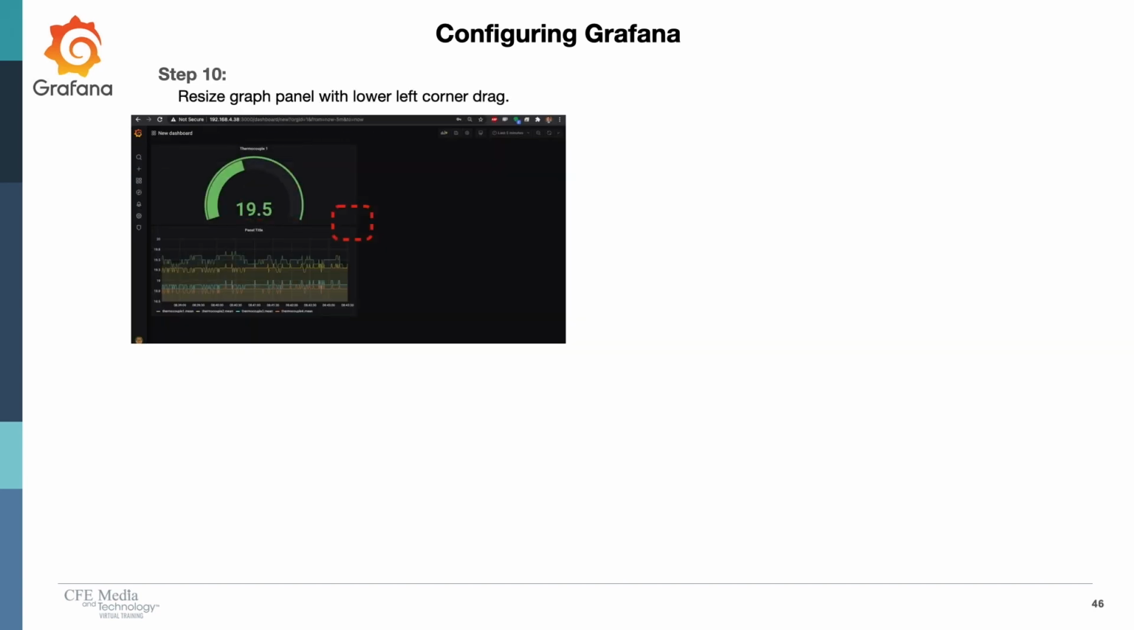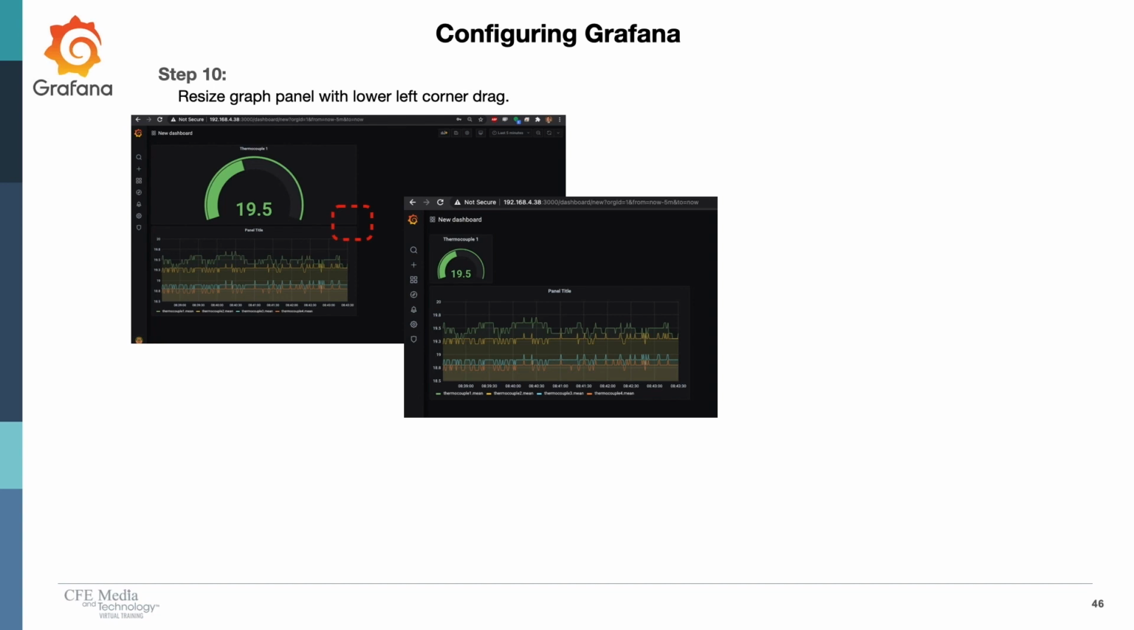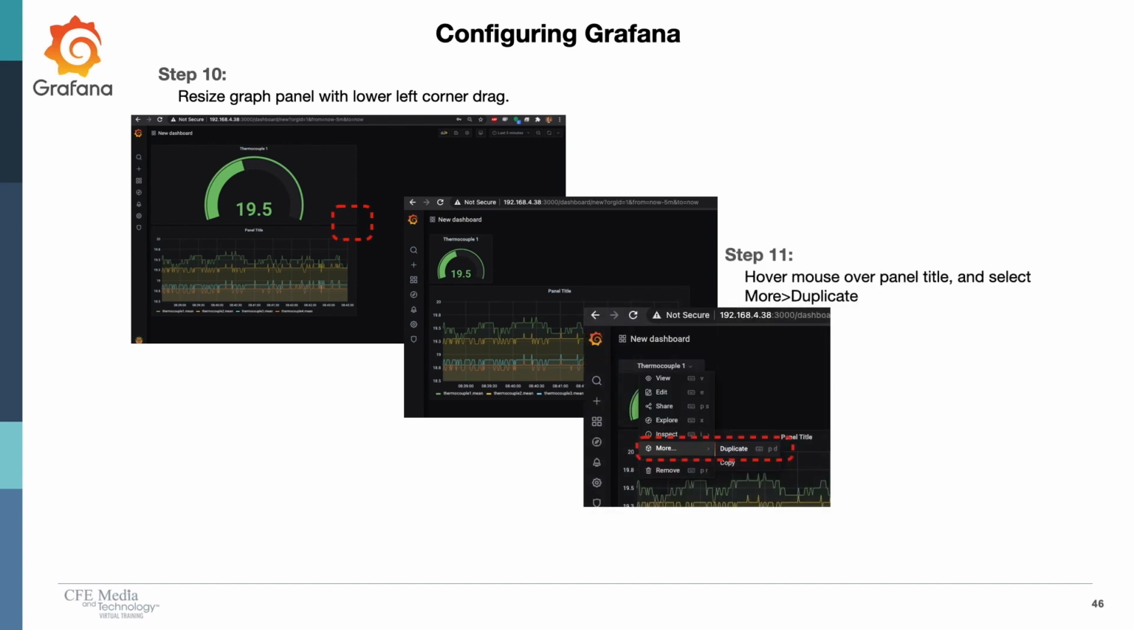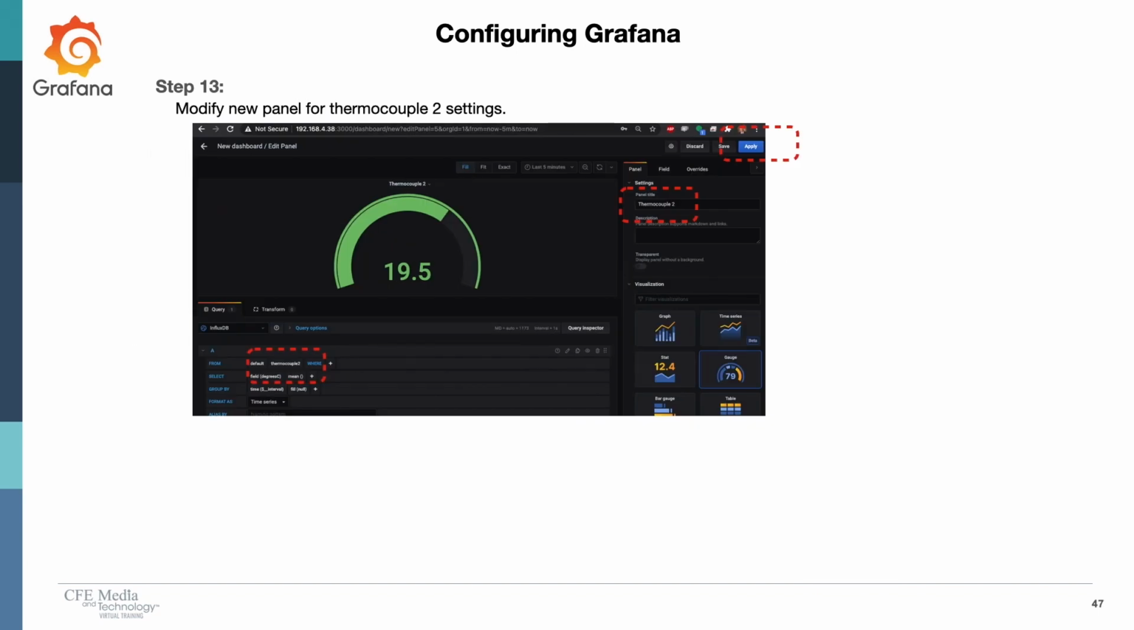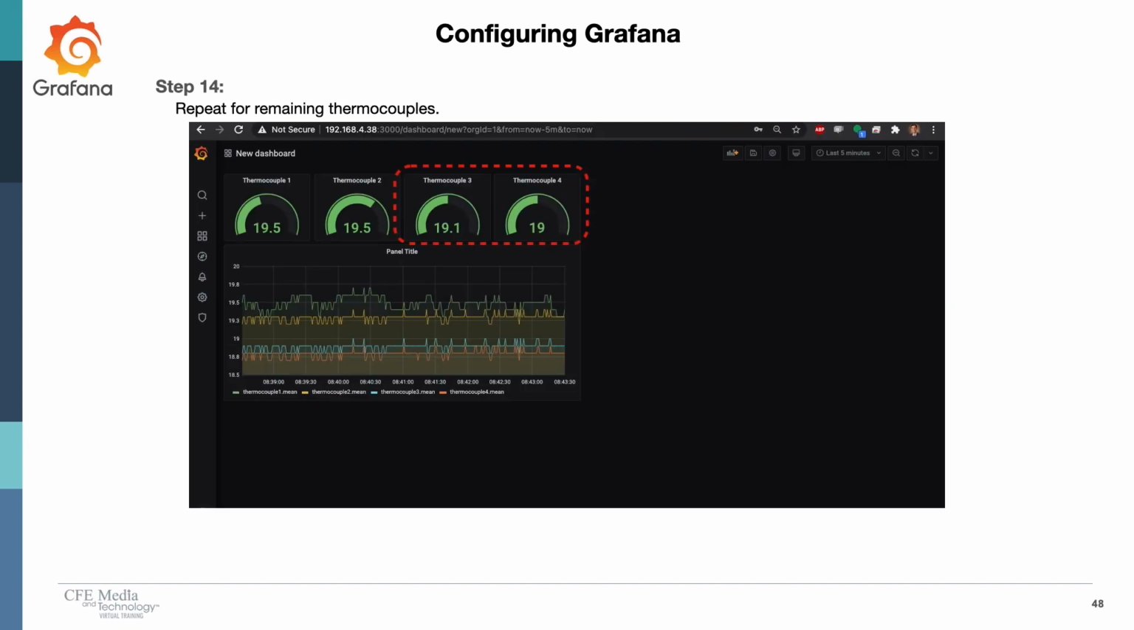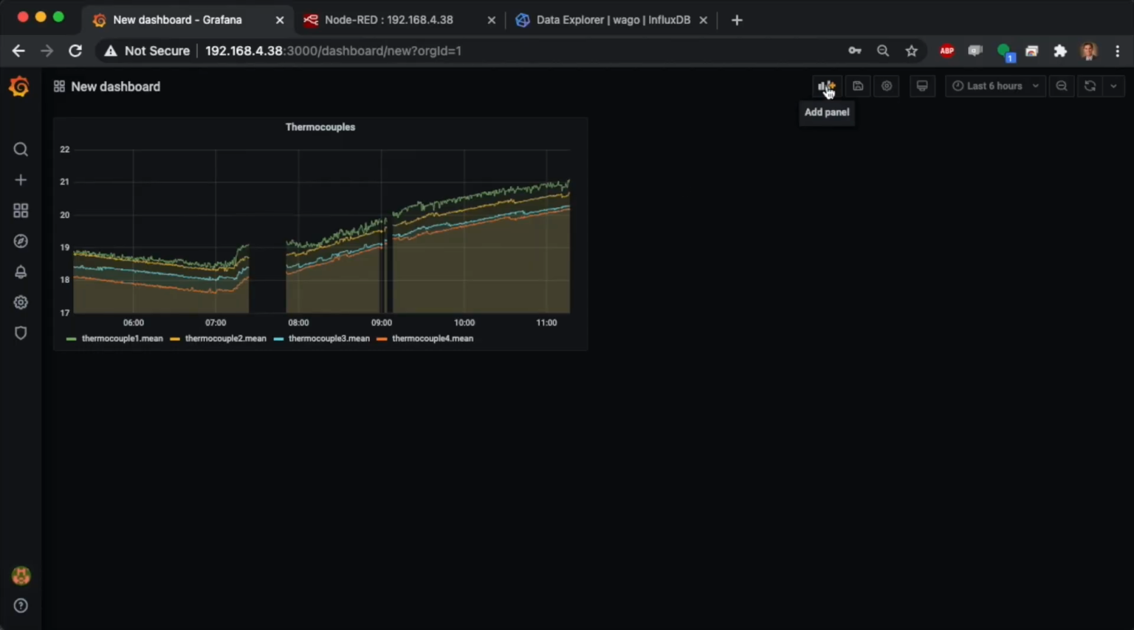You can resize these panels very easily just by dragging the lower right hand corner and create the look that you're after. And then we can duplicate. If you click on the little drop down for that panel, we can then just edit the duplicated one, and we can just change the thermocouple to thermocouple 2, and then just repeat that for the 3rd and the 4th thermocouples. So let's go through that process in real time.